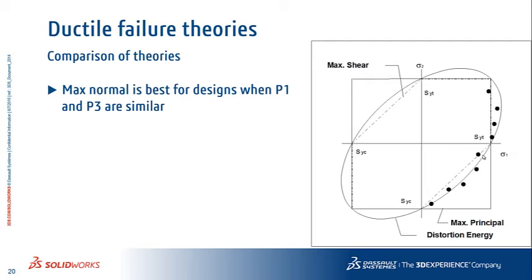So a couple of things that you should take away. Basically, the maximum normal stress theory is best when P1 and P3 are similar.